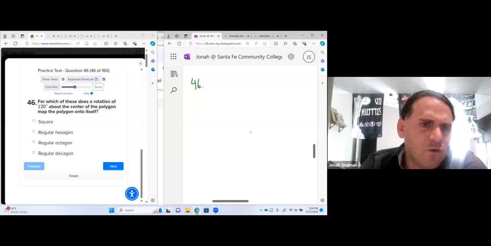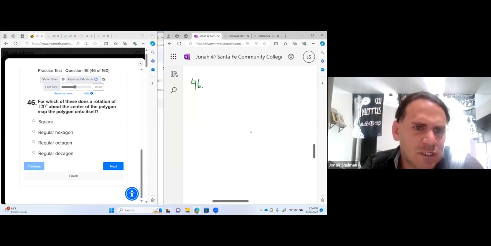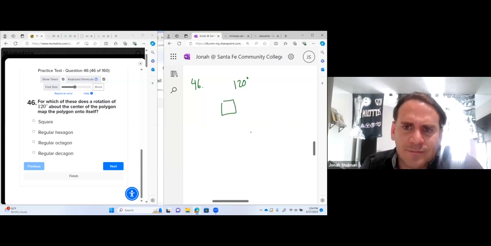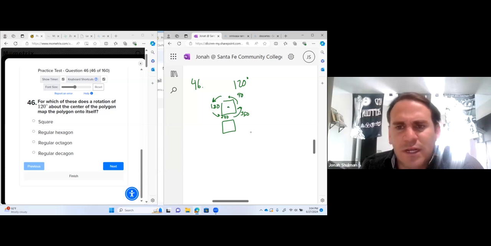So 46. Which of these rotations of 120 degrees around the center of a polygon makes it map onto itself? So basically, we have to turn something 120 degrees to see if it looks the same. We got a square. However, if I turn the square 90 degrees, it will be the same square. So it can't be the 120. So the circle is 90, 180, 270, 360. That's how that one matches. The way to figure it out is you could just take the number, we can cut into triangles, and we can see how much it turns.